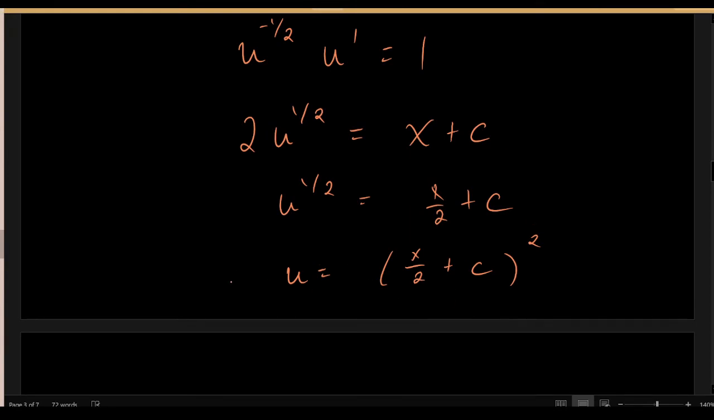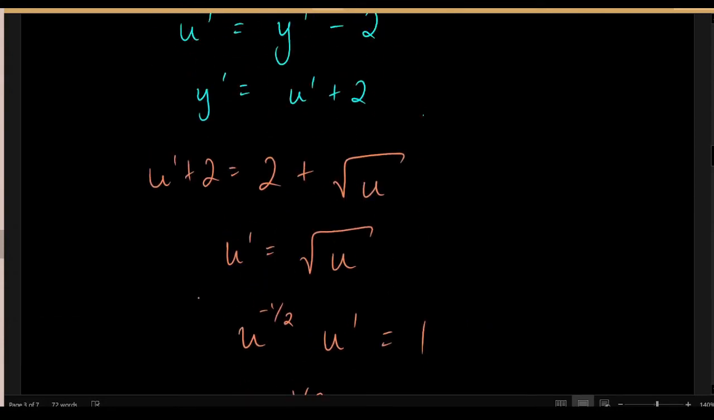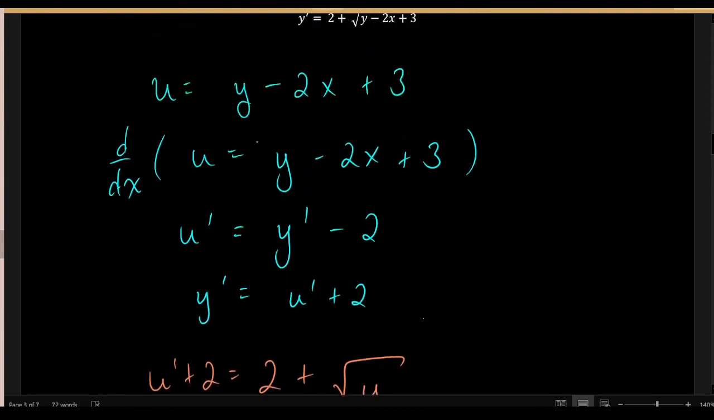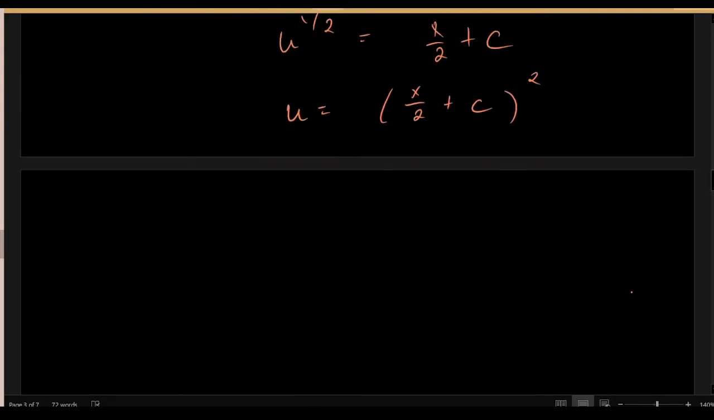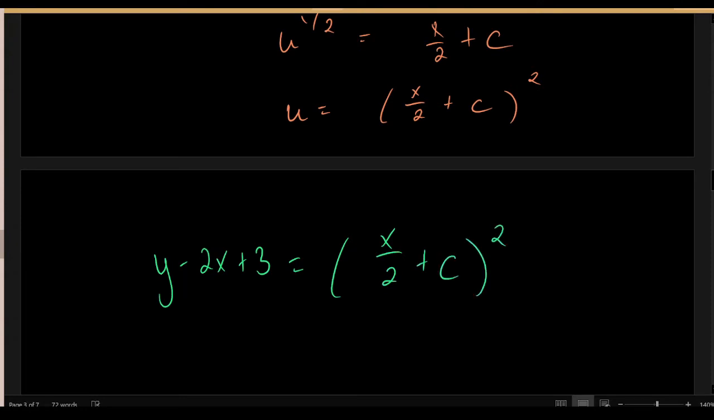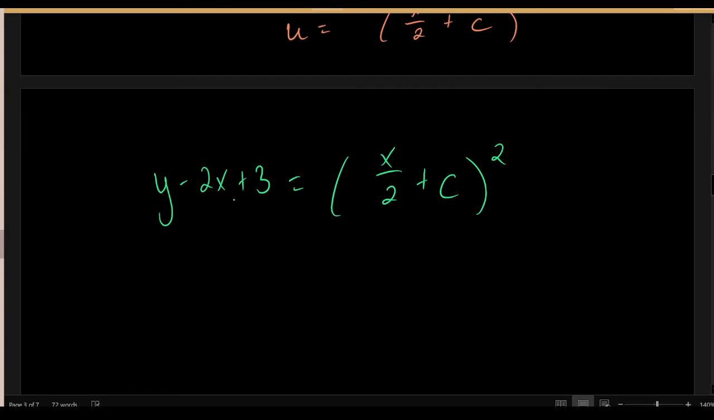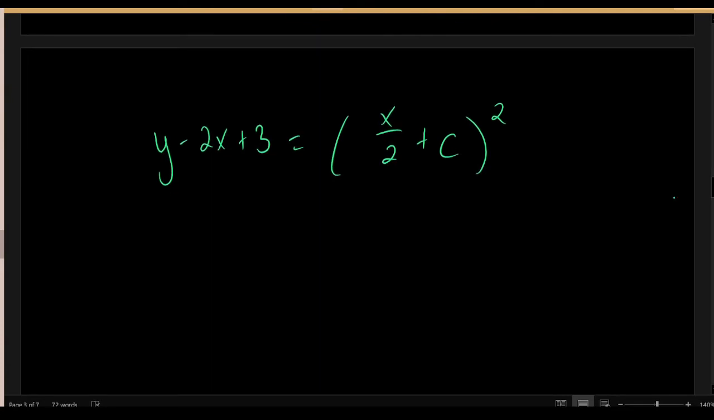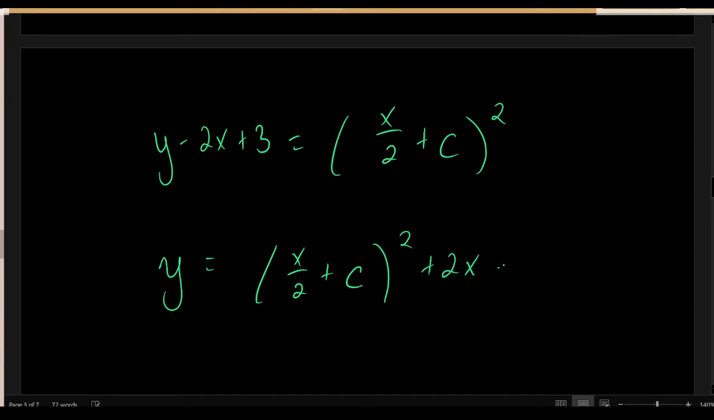This is the moment where I need to translate the solution to being in terms of y. So scrolling back up, I can see that u was the same thing as y minus 2x plus 3. Let's go ahead and stick that information into this equation. So solving this for y really just means moving these other two terms to the right-hand side. Our solutions have the form x over 2 plus constant squared plus 2x minus 3.